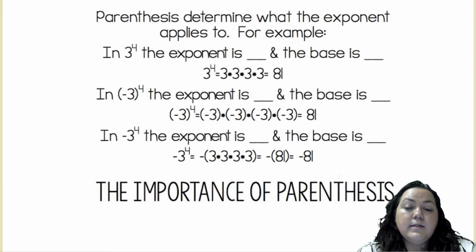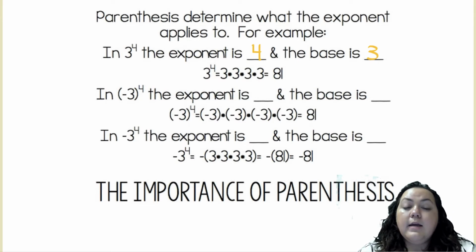All right, parentheses determine what the exponent applies to. So for example, you have to be very careful to make sure you're looking at the parentheses when they're there. So in 3 to the 4th power, the exponent is 4, and the base is 3. So I would do 3 times 3 times 3 times 3, and that would give me 81.